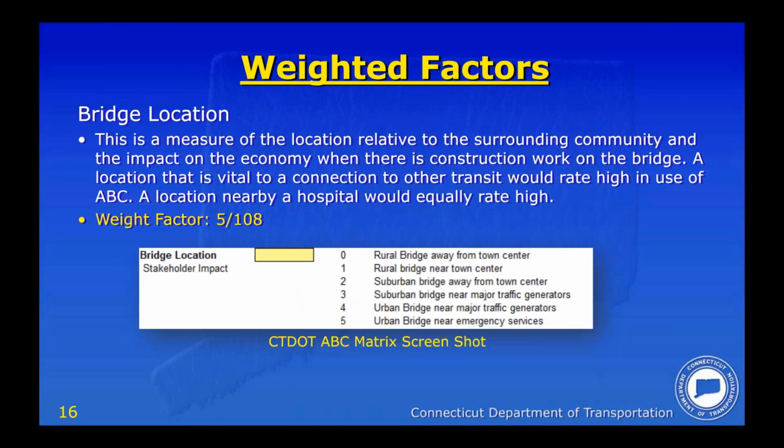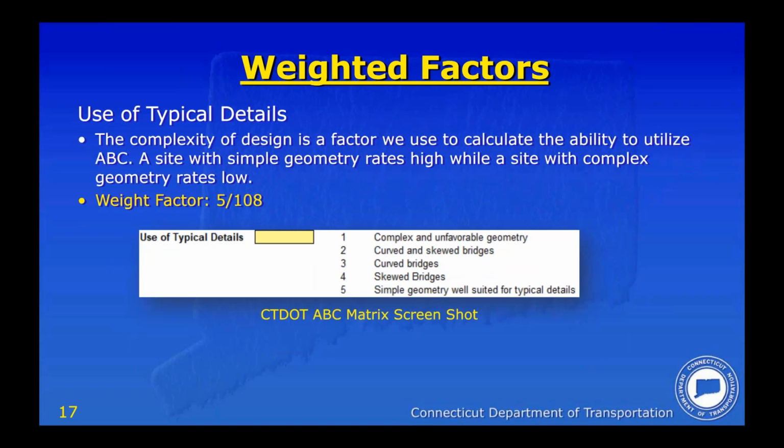So bridge location, this is one of our 10 measures that we have here. Again, rating 0 to 5 here. 0 being very low benefit for ABC by this measure alone, up to 5 here for urban bridge and emergency services, where minimizing construction time would be of utmost importance. You'll see a weight factor of 5 divided by 108. You'll note we had the weight factor for user impacts and costs each at 30 divided by 108. So this is a much lower weight factor.